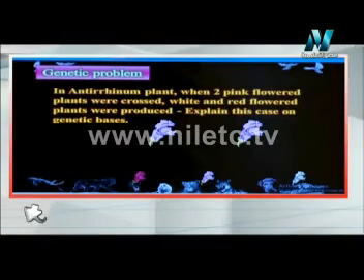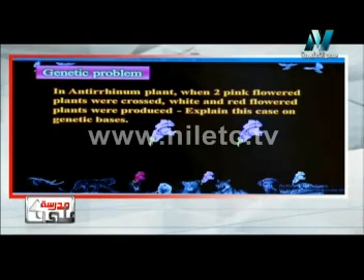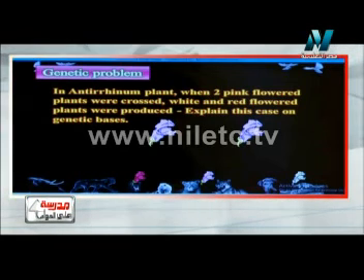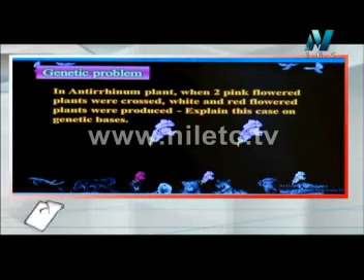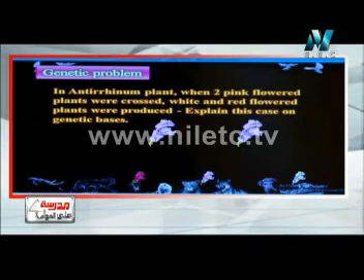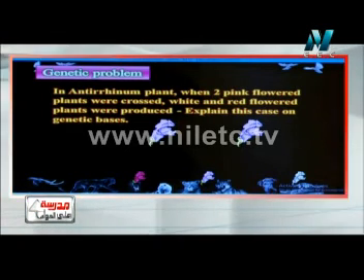The next question. The genetic problem. In an Antirrhinum plant, when two pink flowered plants were crossed, white and red flowered plants were produced. Explain this case on a genetic basis.